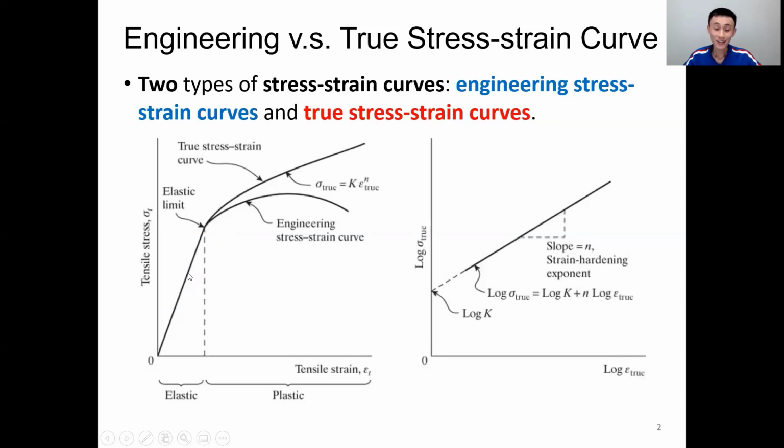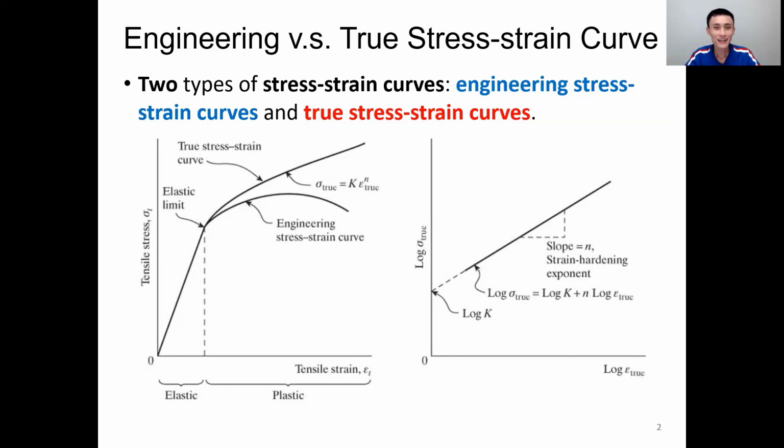Typically in your textbook, what we see is the engineering stress-strain curve, such as a curve like this. But in reality, while you are performing a tensile test, it should behave like the true stress-strain curve, like this. The reason for the difference is the cross-sectional area of the workpiece. In the plastic region, while we keep pulling the specimen apart, the cross-sectional area continually reduces.